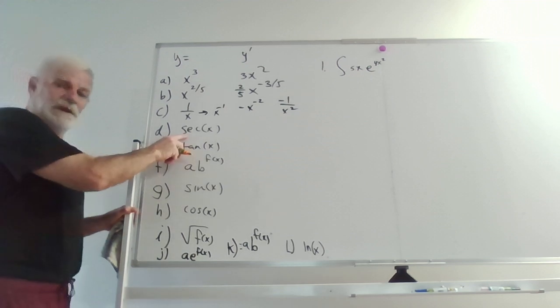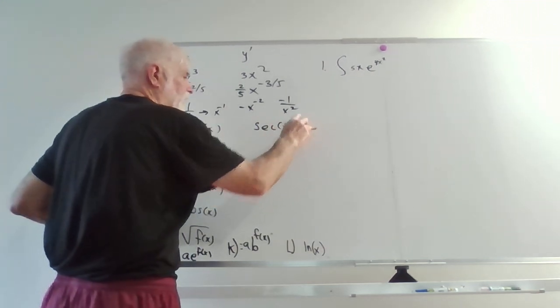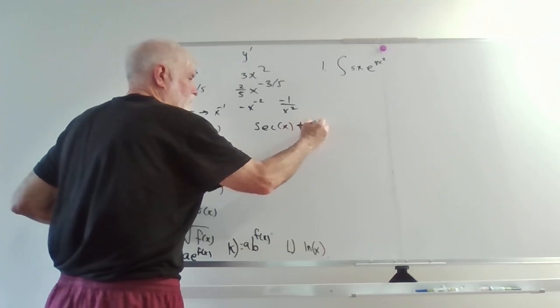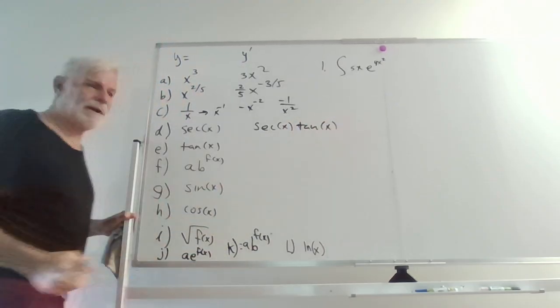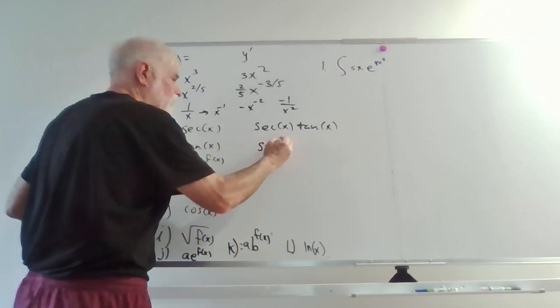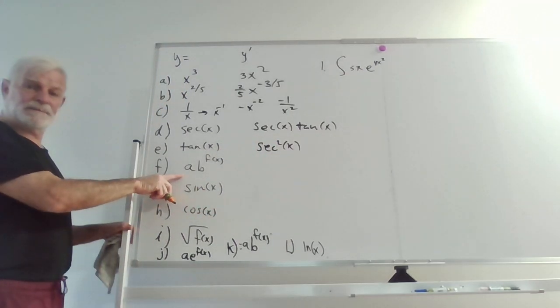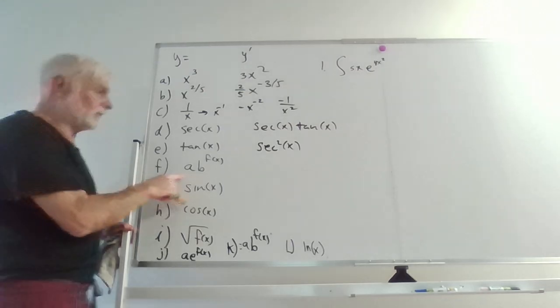Do you know what the derivative of secant is? I hope you're saying secant x tangent x. You're pausing each time. What's the derivative of tan x? Hope you recognize secant squared x. A b to the f of x. Kind of just did it. It is itself.